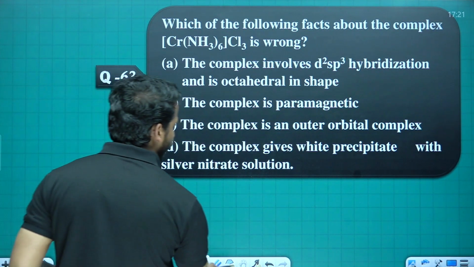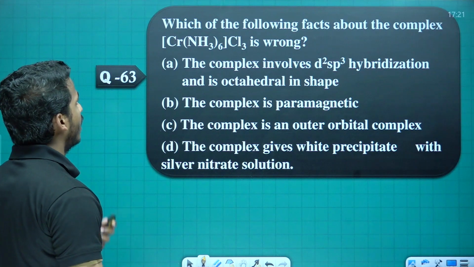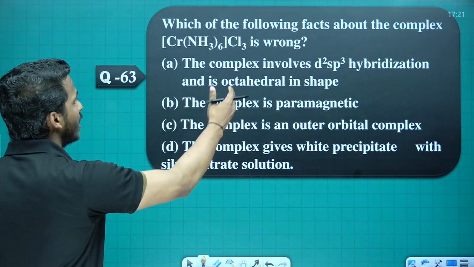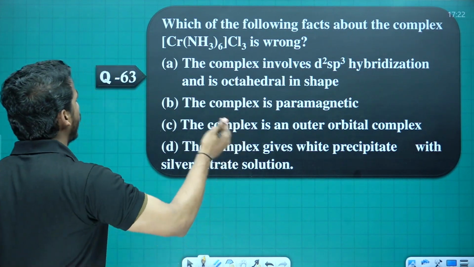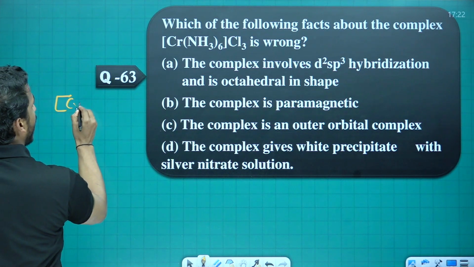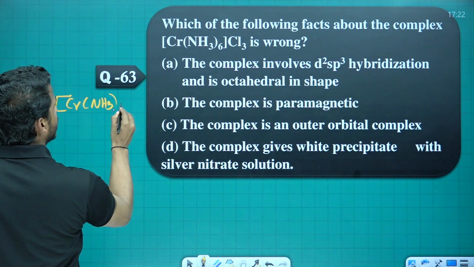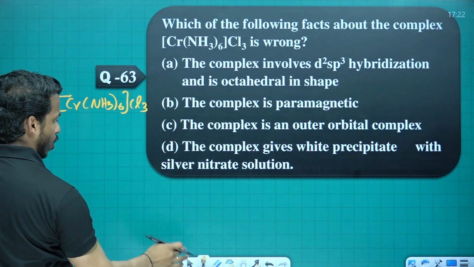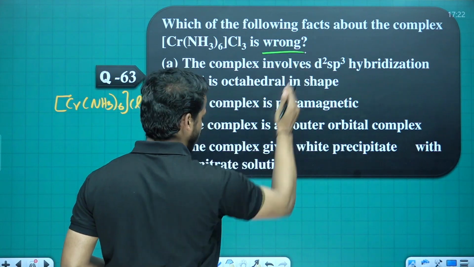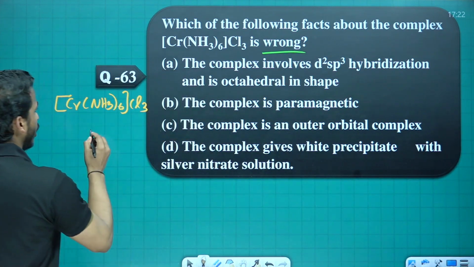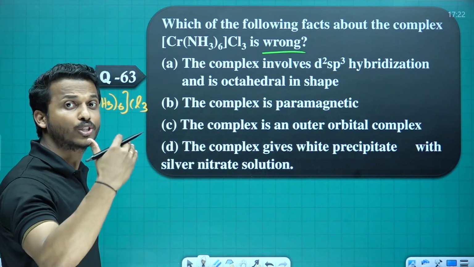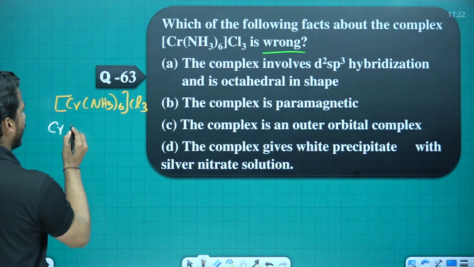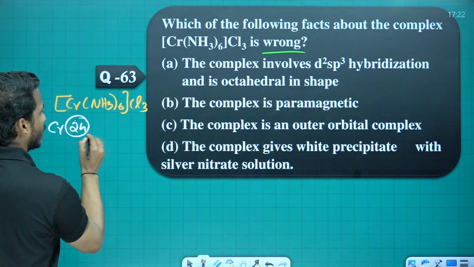Which of the following facts about the complex is wrong? So they are asking about the shape and all. So let us calculate faster. They have given [Cr(NH3)6]Cl3 as the complex, right? Which is wrong? That's the question. Let us go for the complex. You know the step 1, step 2, step 3 calculation of VBT. Let me take the central metal atom chromium. Chromium atomic number is 24.